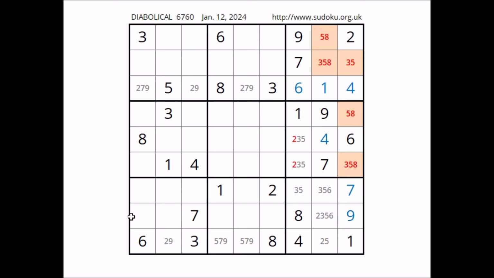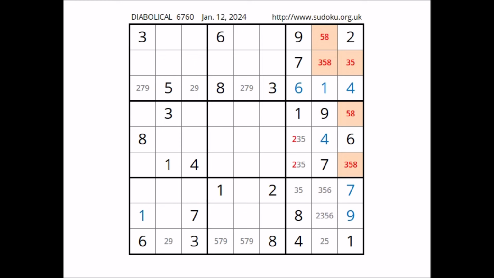Well, let's take a look at number 1. In this sector, we have 1 in this row, so we can discard these three places. In this sector, number 1 has to be in one of these two places. 1 cannot be here, 1 in this column, 1 in this place.